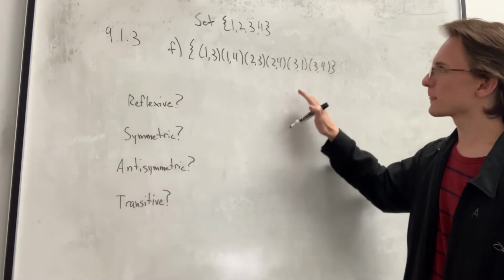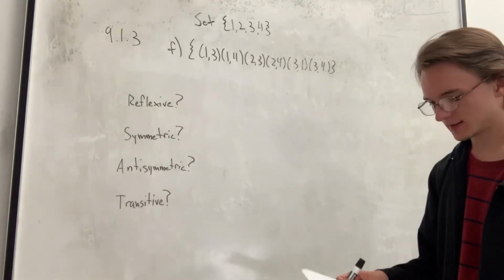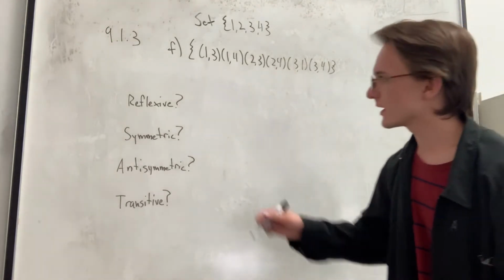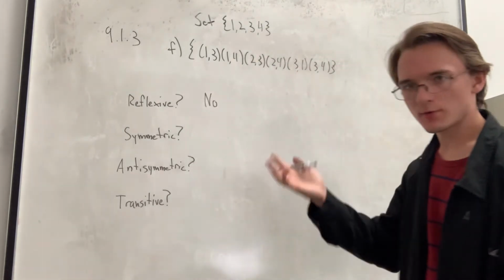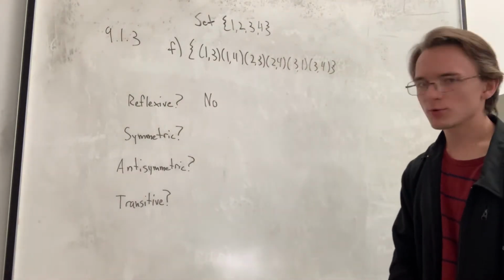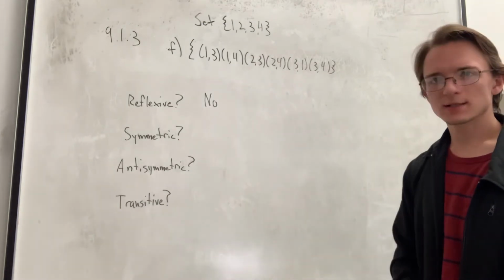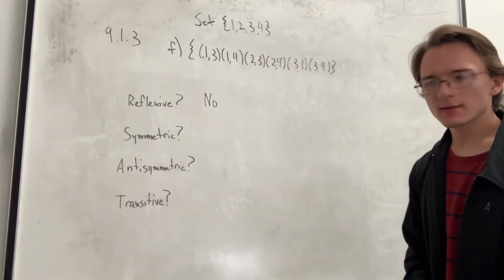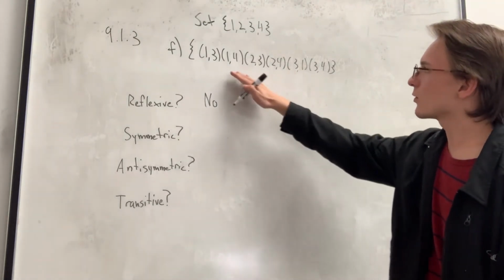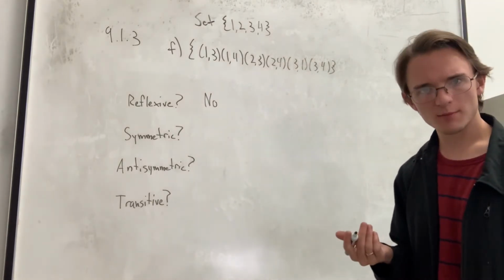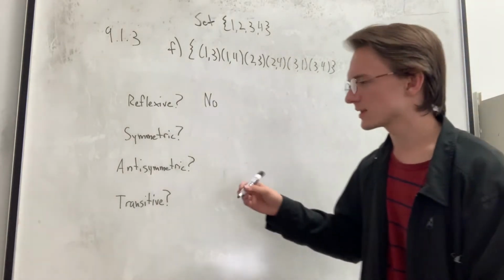Finally, part F. Is it reflexive? It is not reflexive because we don't have, for example, 2 comma 2. Is it symmetric? It is not symmetric because we have 1 comma 4, but we don't have 4 comma 1, so it fails symmetry in one case. It's not symmetric.